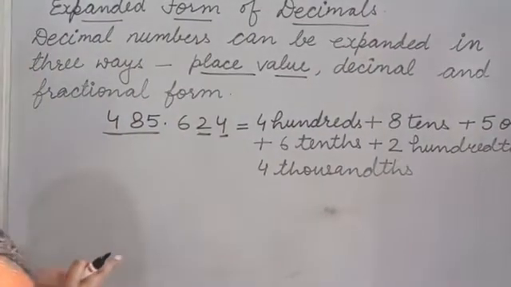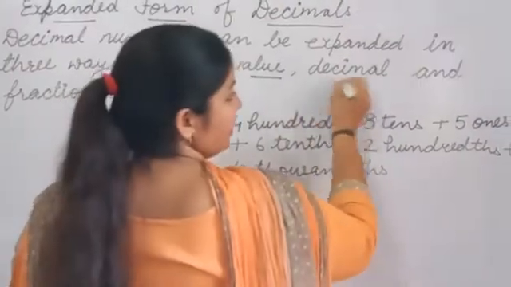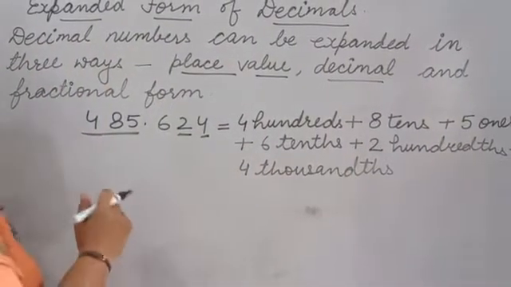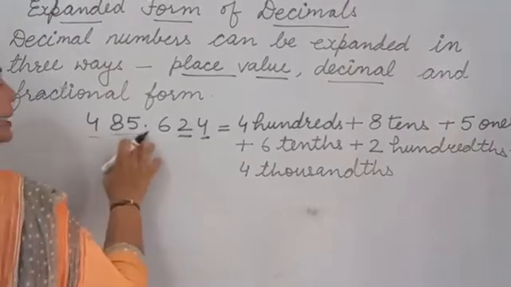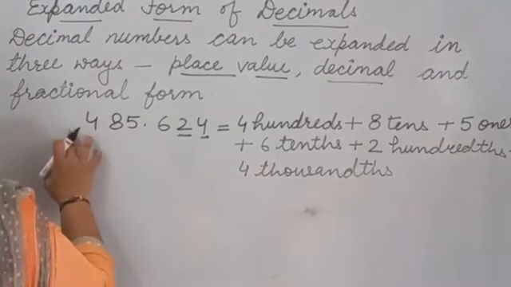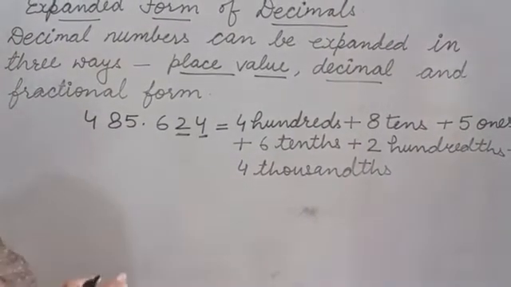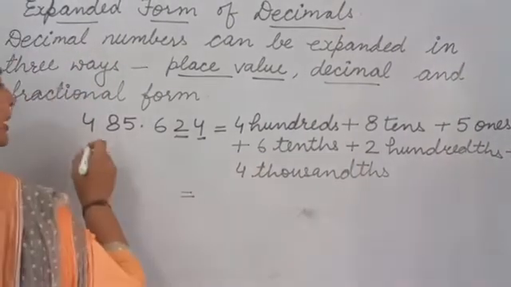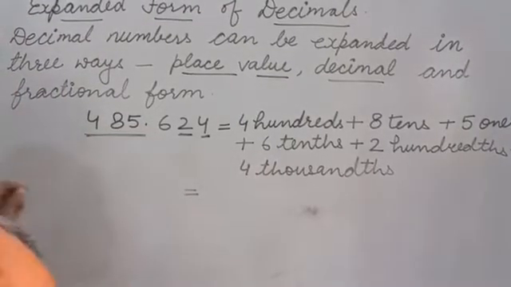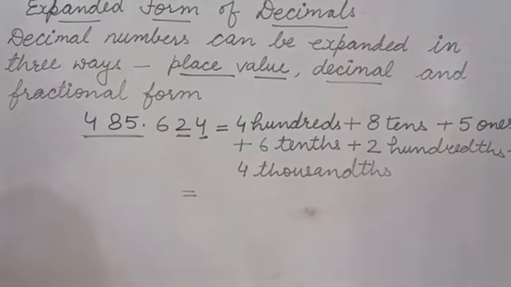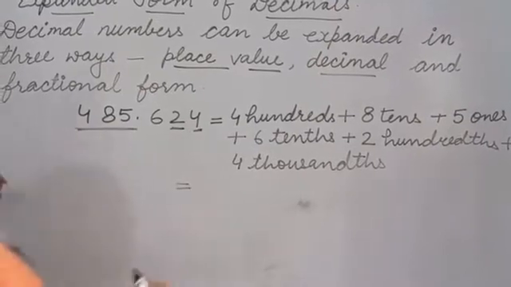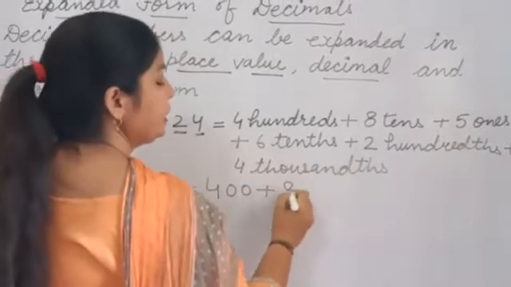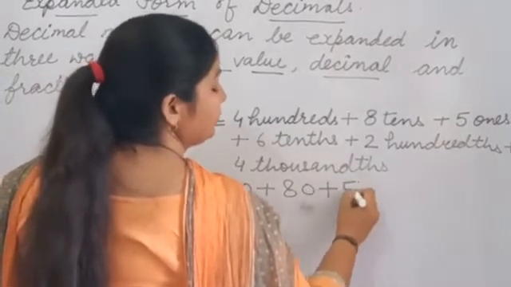Okay, second method is decimal. How do we write in decimal? First of all, we will write expanded form of whole part. Okay, whole number. Whole number expanded form is the same as the whole number you write. Just as you write expanded form, you have to write it the same way. 485. What will be the expanded form of 485? 400 plus 80 plus 5. So we write here 400 plus 80 plus 5.